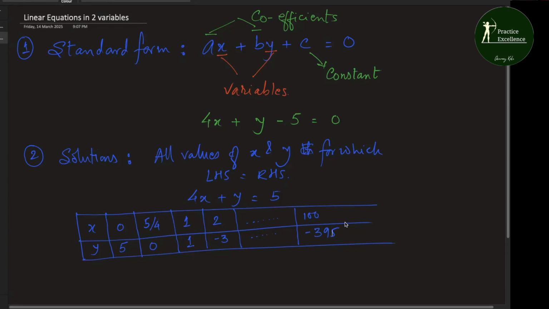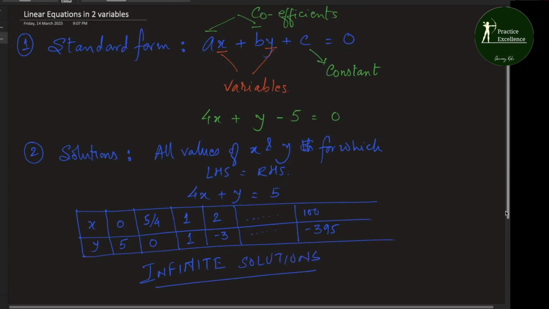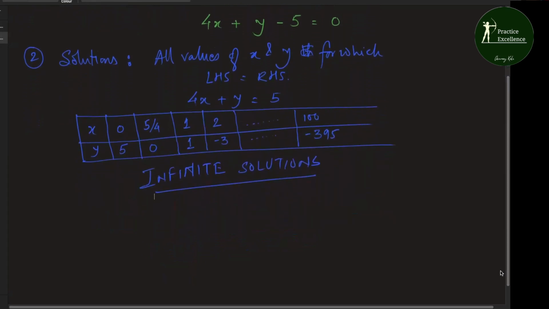So essentially, what is the point that we are coming to? We are coming to a point that a linear equation in two variables will have infinite solutions. That is the most important point. A linear equation in two variables will have infinite solutions.